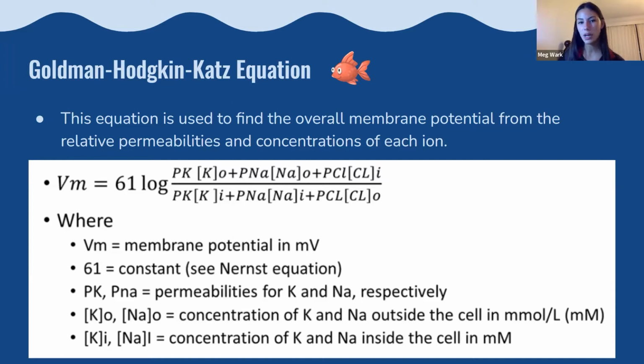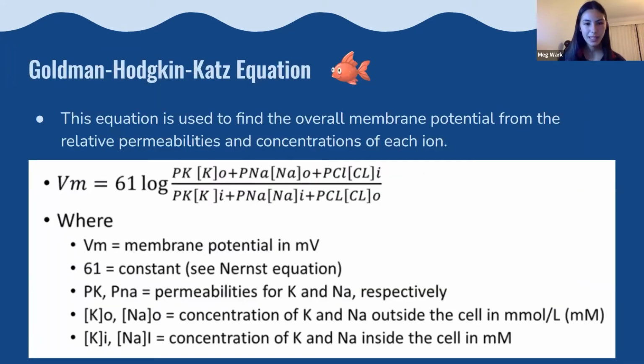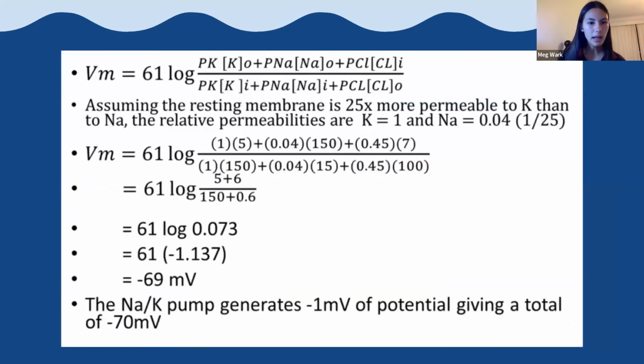So while the last equation was just finding the equilibrium potential for one individual ion, now we're finding the membrane potential for the entire cell altogether. And we've got the formula here. Actually, on the next. This is straight from your notes really, because I didn't want to write this whole thing out again.